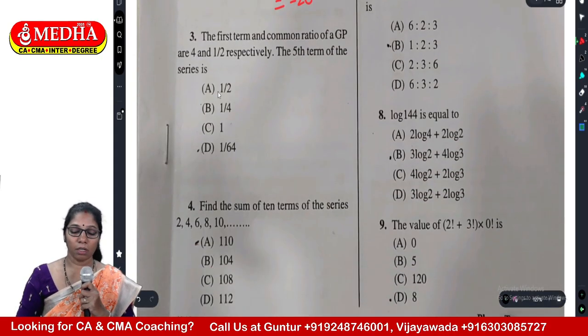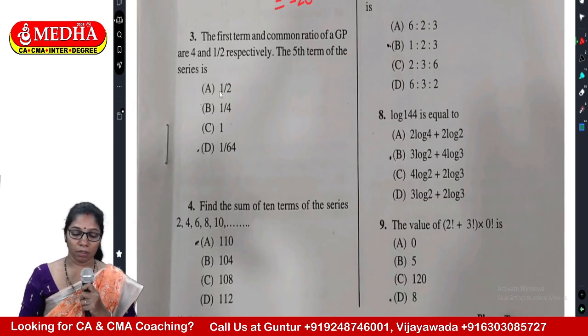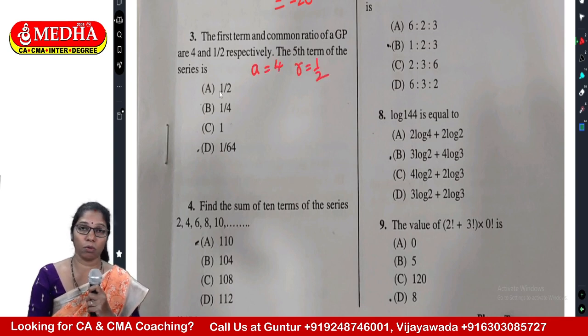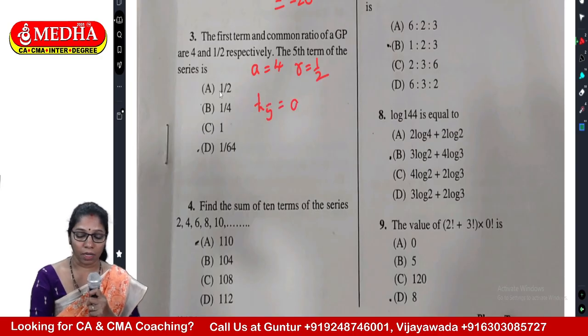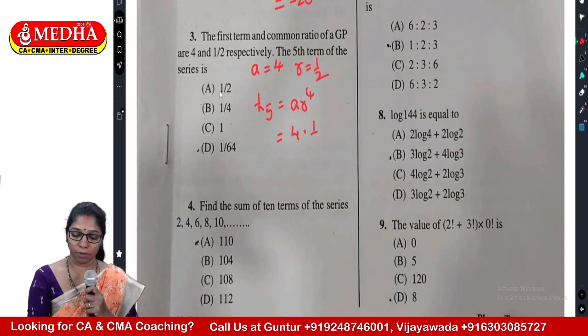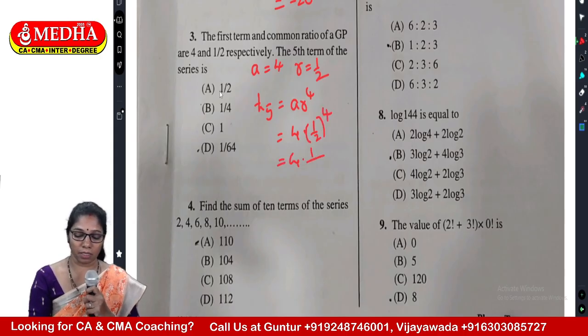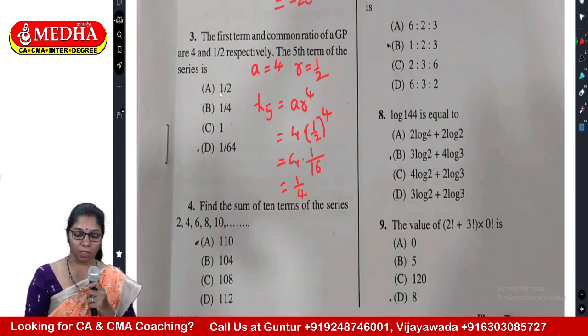Question number 3, the first term and common ratio of a geometric progression are 4 and 1 by 2. So the first term of GP is 4 and the common ratio is 1 by 2. What is the fifth term of GP? That is T5 is equal to A into R power 4. A is 4 and R is 1 by 2. 1 by 2 whole power 4, which is 4 into 1 by 16, that is 1 by 4. So the fifth term of GP is 1 by 4, option B.